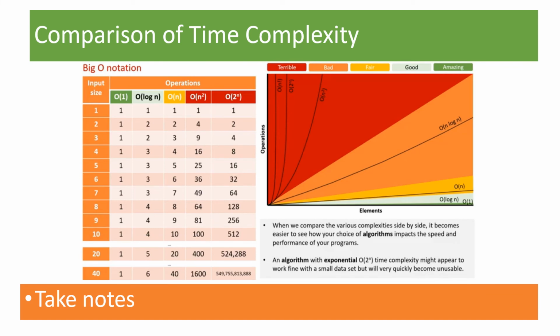We've seen this complexity graph before. Remember, you're going to have to be able to recognize the different graphs. But this is a quick comparison, and we can see each of the different types of complexity and operations side by side here. An algorithm with exponential time complexity might actually, though, be okay on a small data set, but it would very quickly become unusable.